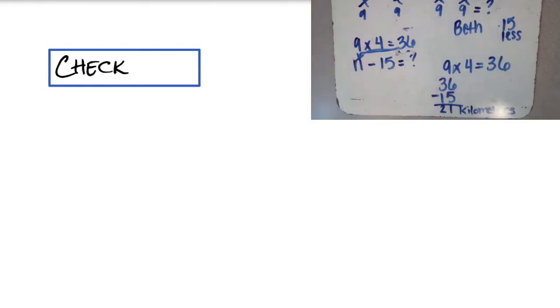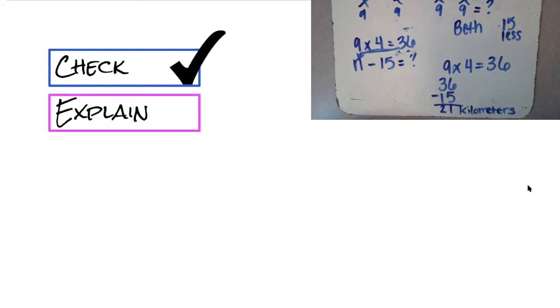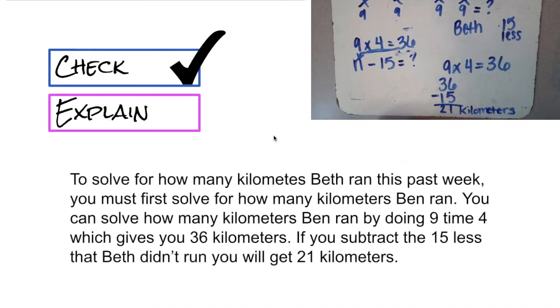The last step that I want to add today is explain. We see a lot on our math assignments to explain your thinking or explain how you got the answer. So let's explain how we would solve this problem. If I was typing out how to solve this problem, I would write, to solve for how many kilometers Beth ran this past week, you must first solve how many kilometers Abe ran. You can solve how many kilometers Abe ran by doing 9 times 4, which gives you 36 kilometers. If you subtract the 15 less that Beth didn't run, you will get 21 kilometers.